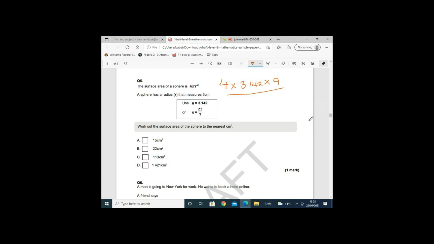So put it in the calculator now. What is it? 3.142 is written there. The answer is 113.112. Yes. Can you see? It's going to be this.